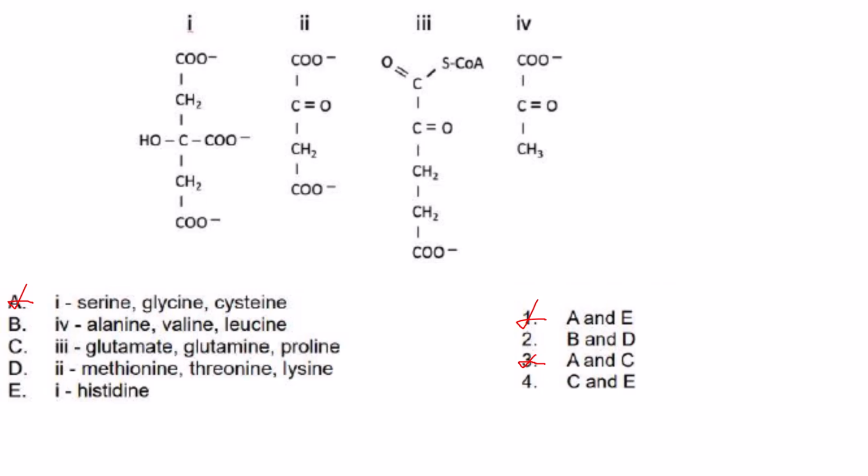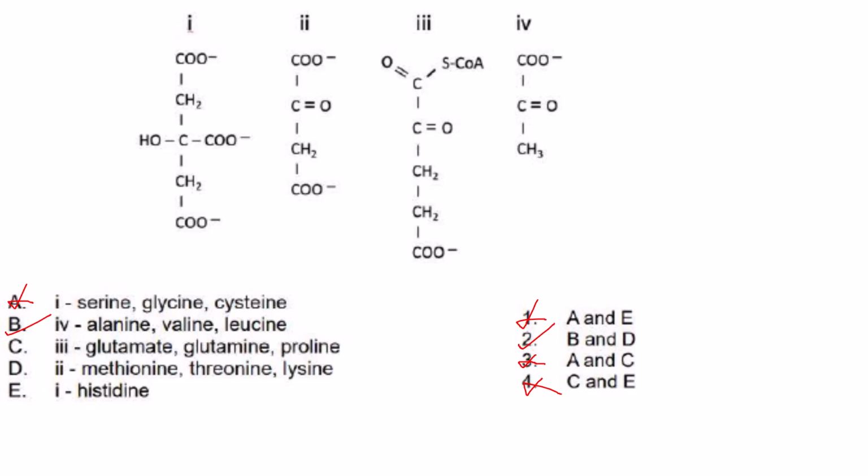Okay, then you have the 4th, this one. A 3 carbon compound, and it is pyruvate, C double bond O, CO, CH3. It is pyruvate, and pyruvate, I told you, is involved in alanine, valine, leucine synthesis. So B is correct. That means option 4 is also gone. So your answer is option 2, B and D.